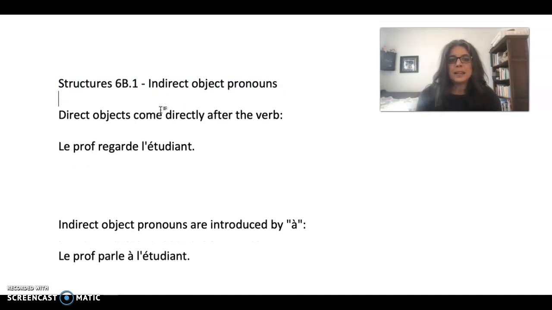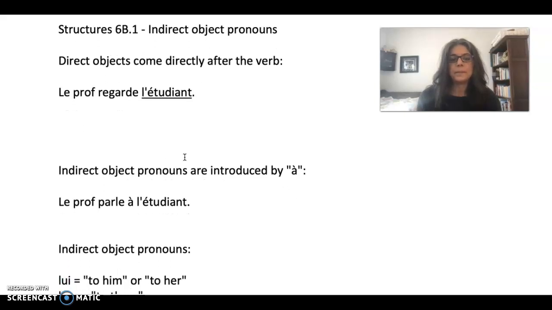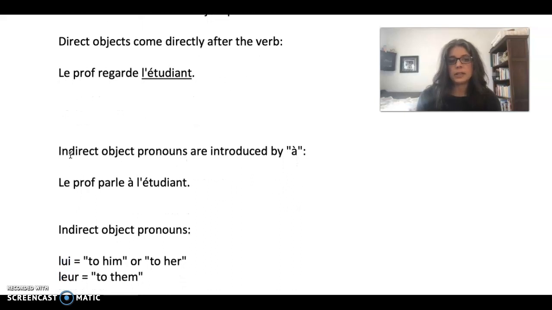Okay, so last week you learned about direct objects and how to replace those in a sentence with a pronoun. So just a quick reminder, I know you know this, but the direct object comes directly after the verb. So in this sentence, l'étudiant is the direct object, and we learned we could replace that. L'étudiant would be replaced with le, and so we could say le prof le regarde. The teacher looks at him. Okay, so that's just a quick reminder because now we're doing indirect object pronouns.